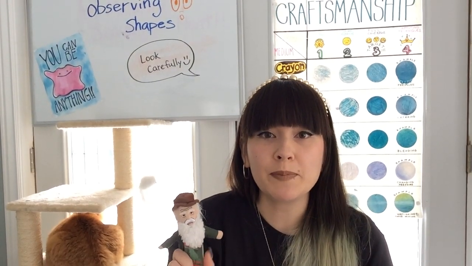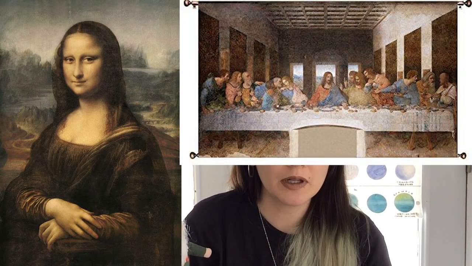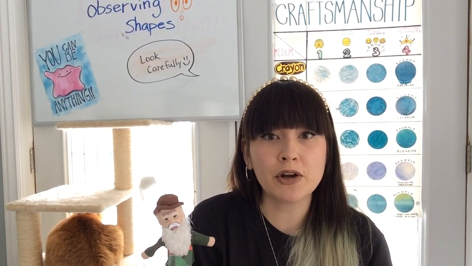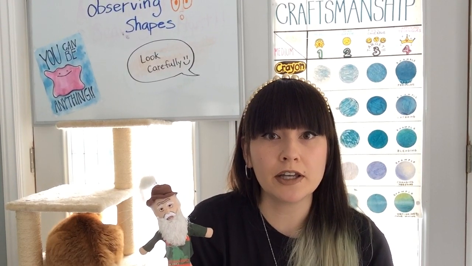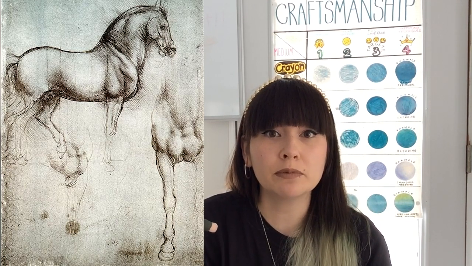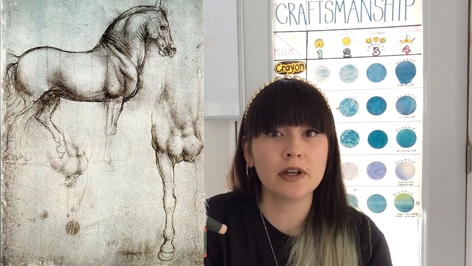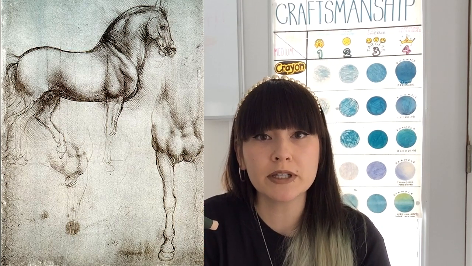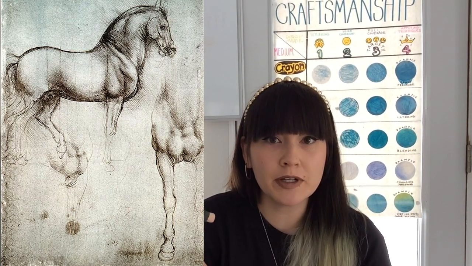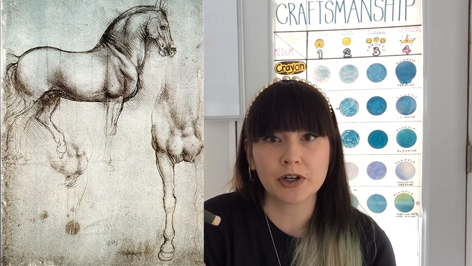Some of his most famous paintings include the Mona Lisa, the Last Supper, and this big horse sculpture that's in the Meijer Garden. It's not by Leonardo da Vinci, but it was inspired by his drawings. And here's the original drawing that he did. You can see that he really looks carefully at the types of muscles that the horses have and how they stand. And that really shows in his artwork that he is a great observer.